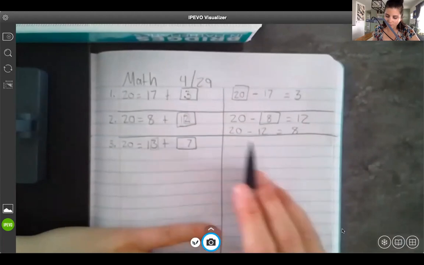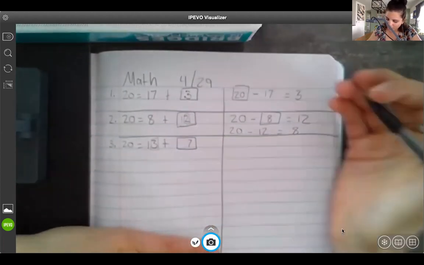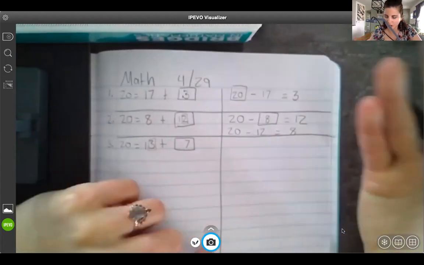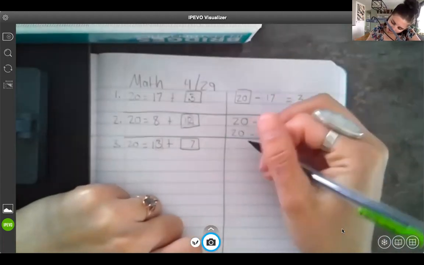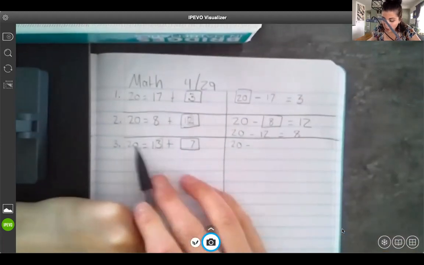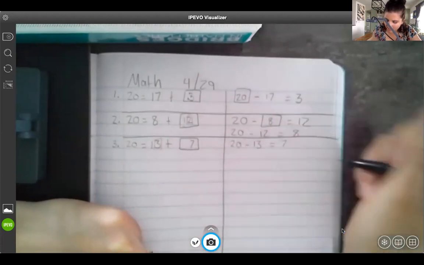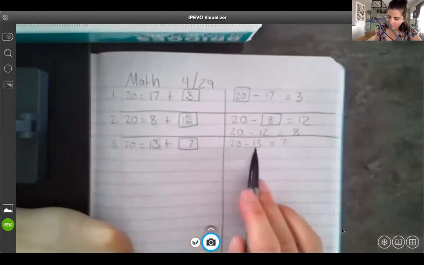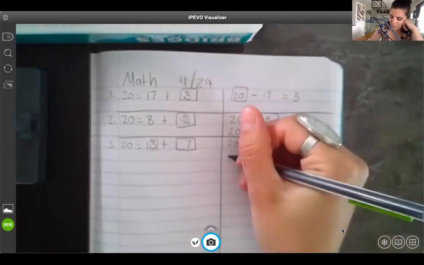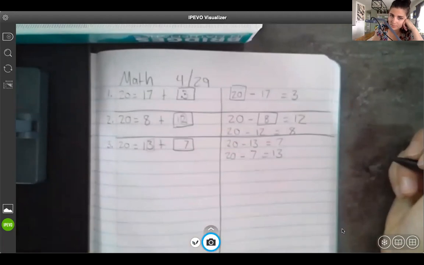So now on the right-hand column, let's create a subtraction problem. So I could say 20 minus, we can go in order and say, 20 minus 13 equals what? It would equal 7. So look at that. They're the same exact numbers. We're just basically flip-flopping them. We can also say 20 minus 7 equals 13.